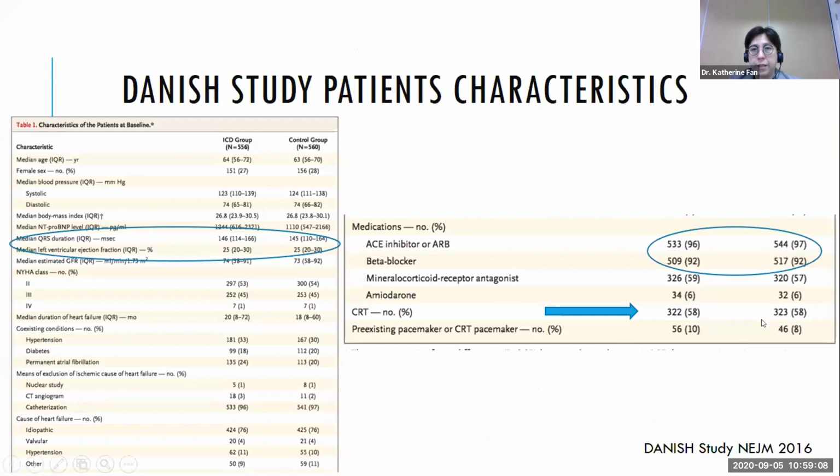And you can see that this is a study with very high compliance to our standard heart failure regimen. The ACEI or ARB percentage is approaching 97%, as well as beta blockers approaching 92%. And just under 60% of this group of patients received a CRT. So this group of patients reflects more of a nowadays guideline-based heart failure patient.